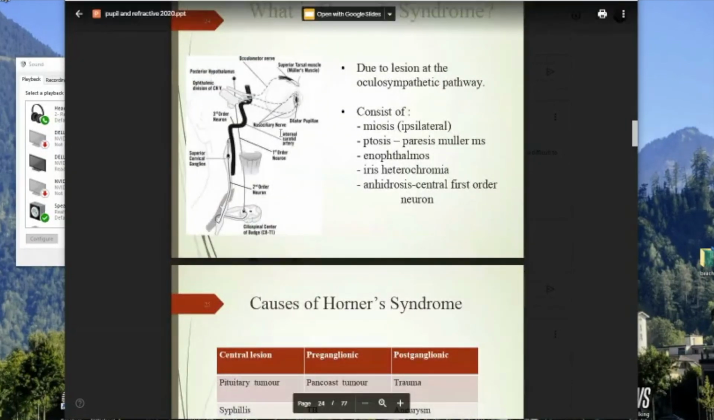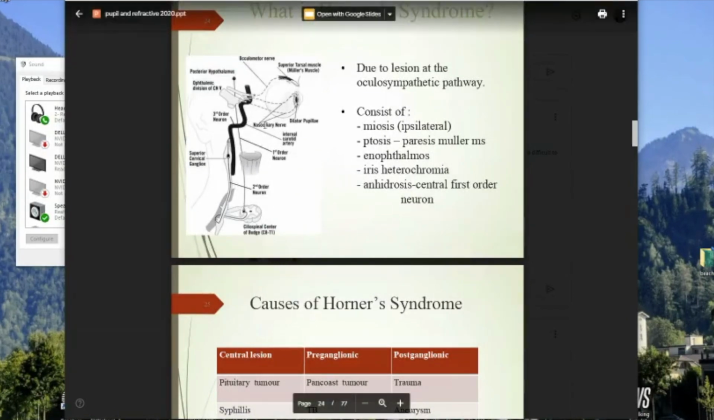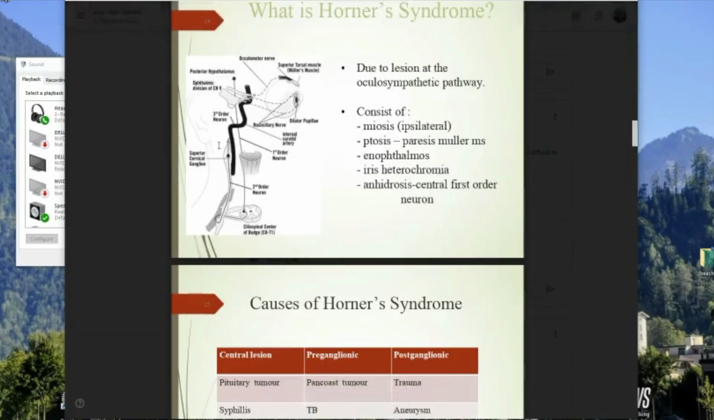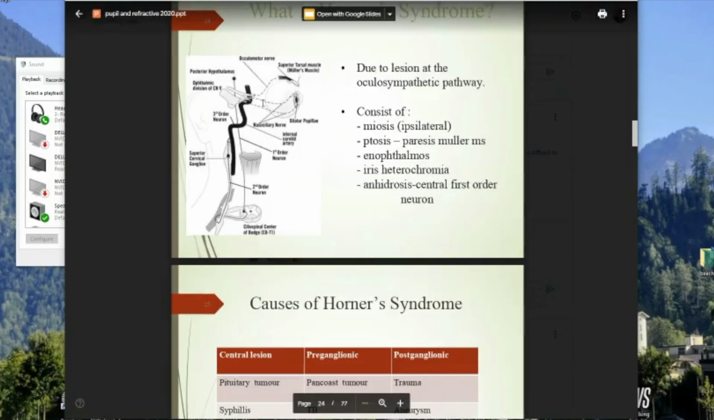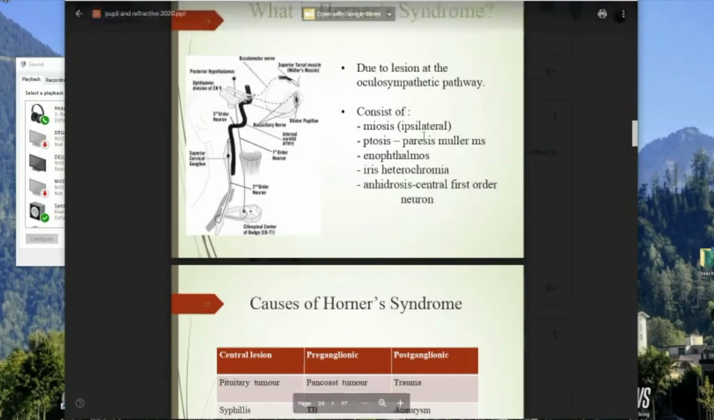This is the second order, this is the third order. So where is the lesion? It all depends, and you must know all this. This is the first order neuron, second order neuron, and this is the third order neuron. It depends on where the lesion is, and it will give rise to either this or that, not all, perhaps a few.